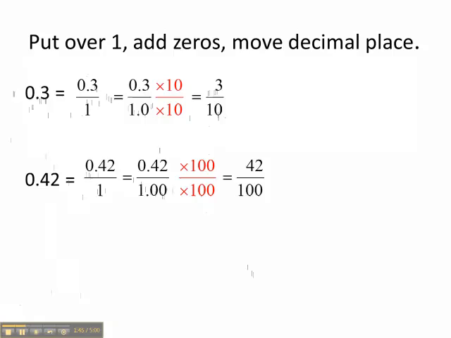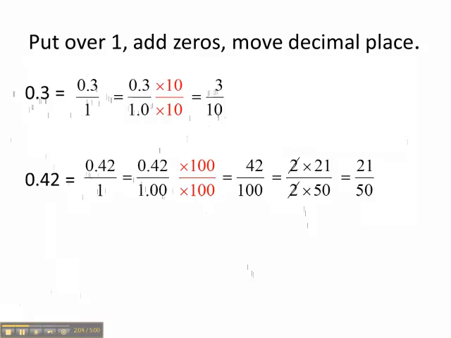I notice that both of those numbers are even, which means I can reduce by a factor of 2. The top is 2 times 21. The bottom is 2 times 50, so I can cross out that 2, and the final answer is 21 over 50.